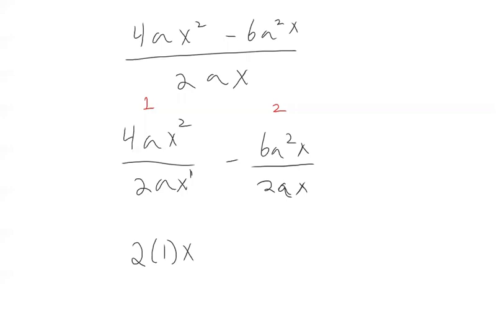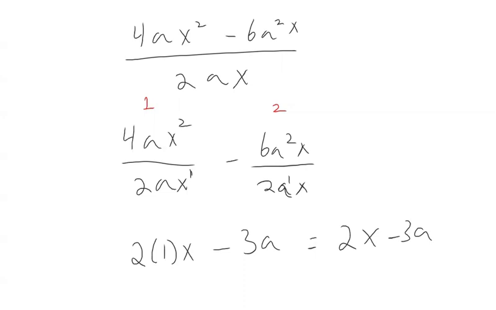Minus 6 divided by 2 is 3. A squared over a, subtract the powers, so I just have a. And then x over x becomes 1. And then I can simplify this down to be 2x minus 3a. So when you have a single term denominator, not so bad.